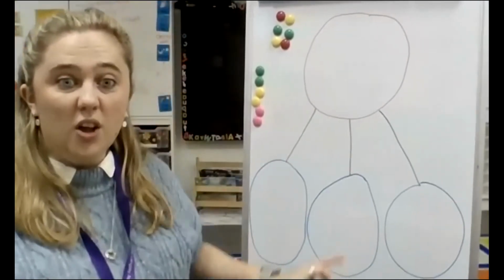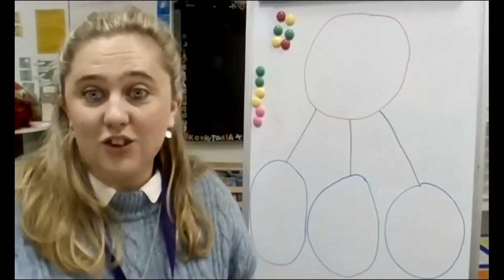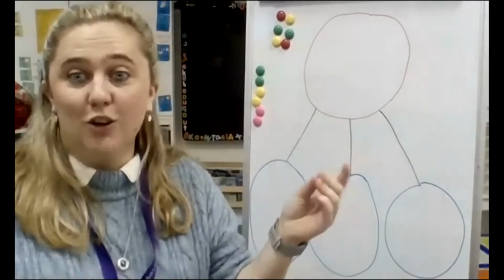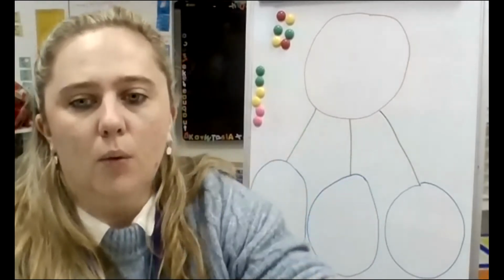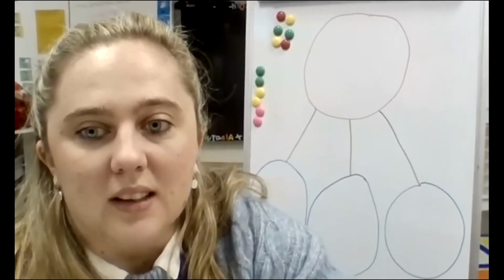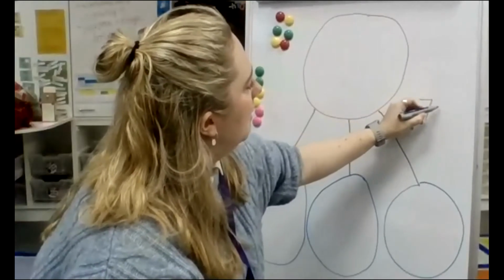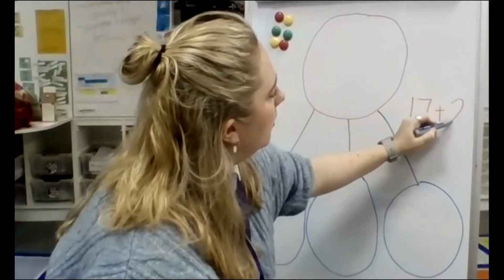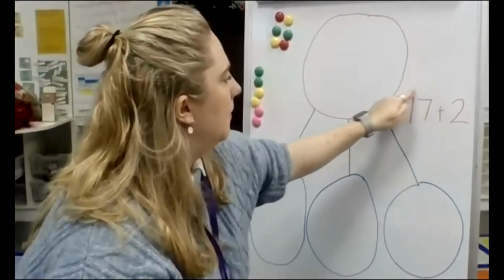This time I've got 3 parts. And when you have 3 parts, it's just the same as having 2 parts. You just add them all together to make your whole. So what was our question again? It was 17 plus 2. So let's look at this first number here.